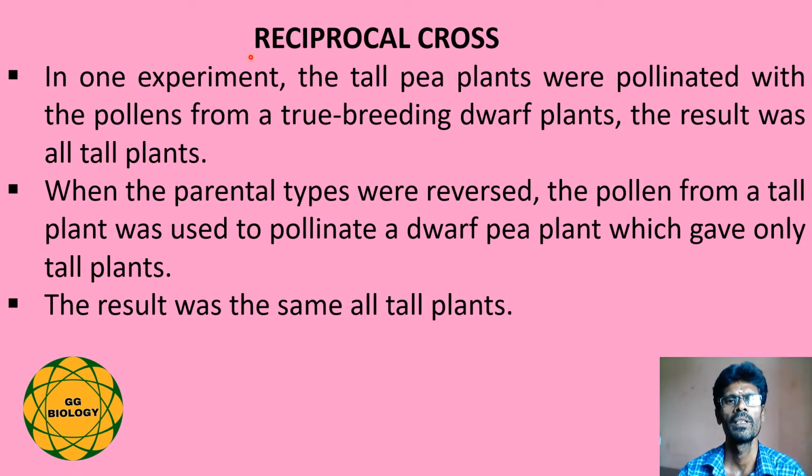The next aspect is a reciprocal cross. A reciprocal cross is done between two different types of pea plants. In one experiment, the tall pea plants were pollinated with the pollen from true breeding dwarf plants. The result was all tall plants. In the second case, the parental types were reversed. The pollen from the tall plant was used to pollinate a dwarf pea plant. Even then, all the plants were tall.